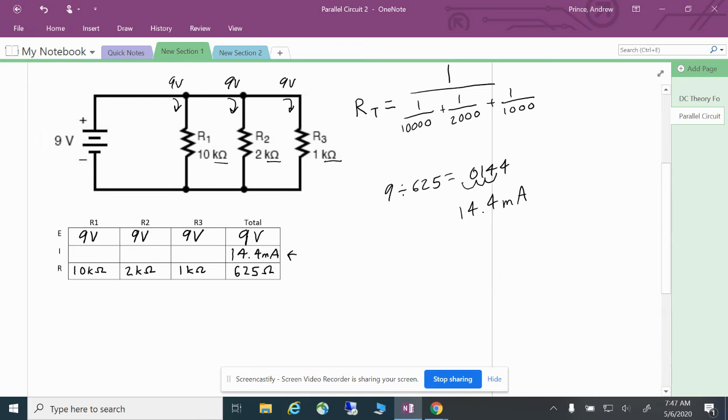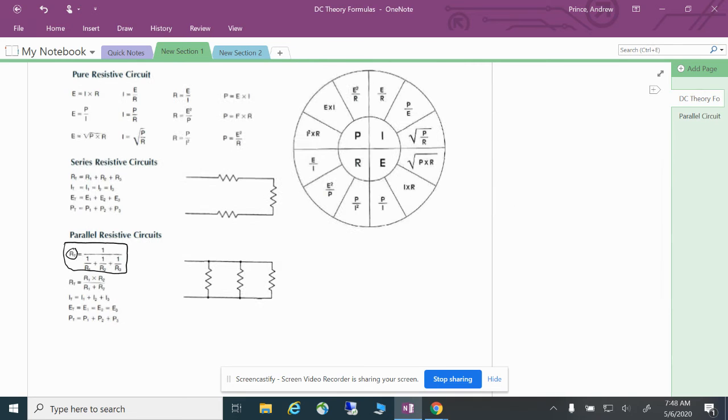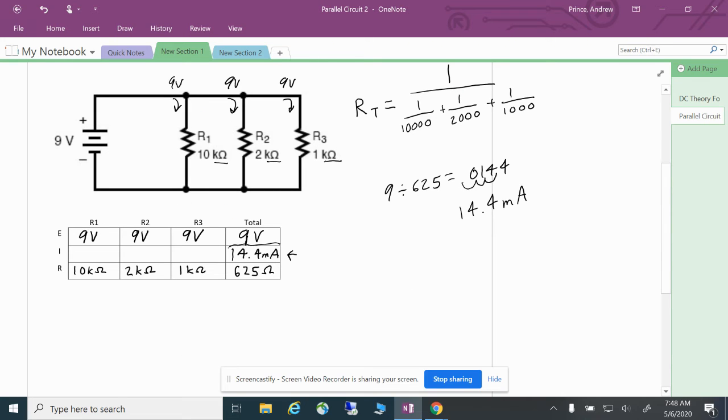Now, to find the current values for each one, we have 2 pieces of information, so we can plug those into Ohm's law and easily pop out the current values. And then those current values should, based on our formula, add up to the total. So that's how we're going to go ahead and check our work.